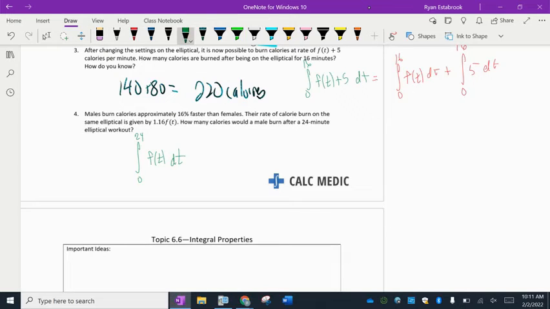A little short turn and talk. What does this represent right now? What does just this part of it represent? And then what would you do with this to get you the 16% faster with the men burning their calories? Go.